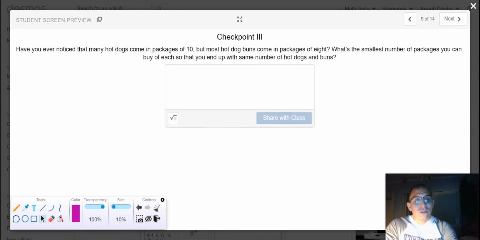Checkpoint 3 has you working through an application problem where we have hot dogs coming in packages of 10. Most hot dog buns come in packages of 8. What's the smallest number of packages you can buy of each so that you end up with the same number of hot dogs and buns?